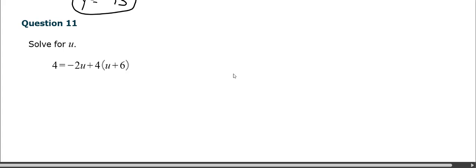Our next problem. Solve for u. We have 4 equaling negative 2u plus 4 times the quantity u plus 6.